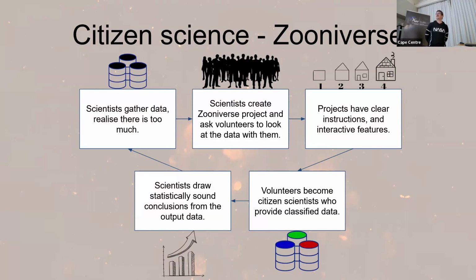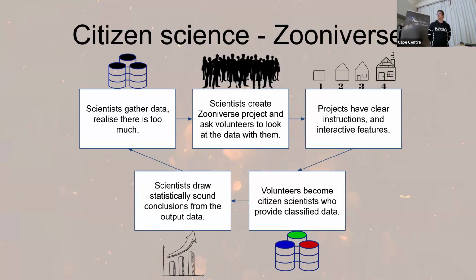They then say, okay, let's create a Zooniverse project or a citizen science project and ask volunteers to look at the data alongside these scientists also looking at the data. These projects then have very clear instructions, they have interactive features, volunteers can talk to collaborators on the data, and through these collaborations, the project is improved on the go. Volunteers can then become citizen scientists who provide classified data from the raw data given, and this is usually in the form of labeling data and telling the scientists just like, what do you see in an image or a signal or a graph or anything like that.